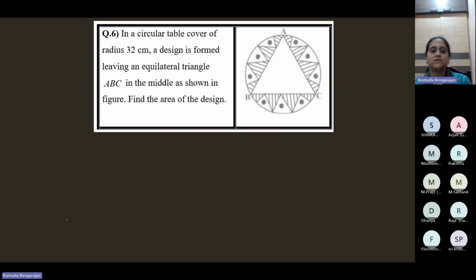So here what I've done is, the other thing is, you can also do it like this. Not a different method, but you can do it like this. So you can also find the area of the sector like this. Sector angle is 120 degrees. You can find the area of the sector.